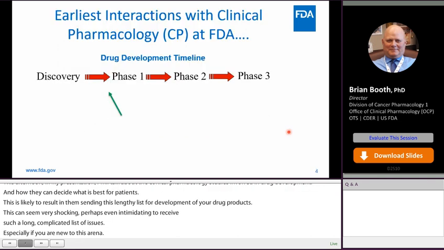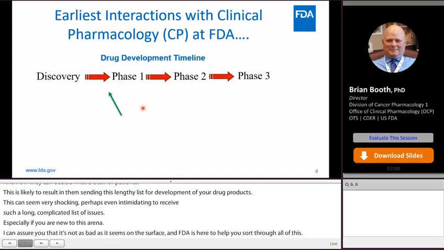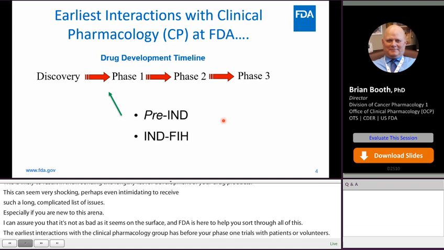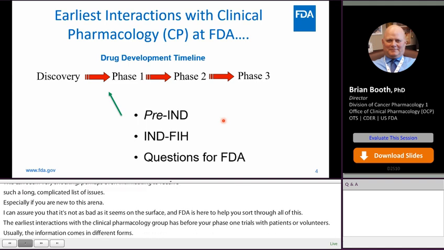Now, the earliest interactions that the clinical pharmacology group has usually begins just before you start your phase 1 trials in patients or volunteers. And usually the information comes to us in the form of a pre-IND or perhaps the IND, which would include the first-in-human study protocol. Additionally, you'll have the information you've accumulated around your product and a number of questions to the FDA regarding your plans and the suitability of those plans in the phase 1 trial.